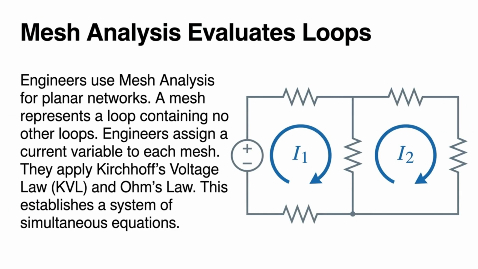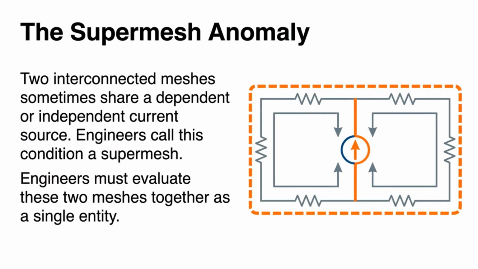Mesh analysis is used for planar networks. Engineers assign a current variable to each mesh and apply Kirchhoff's voltage law and Ohm's law to establish simultaneous equations. The supermesh anomaly occurs when 2 interconnected meshes share a dependent or independent current source. These 2 meshes must be evaluated together as a single entity.